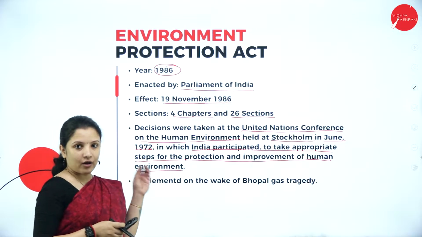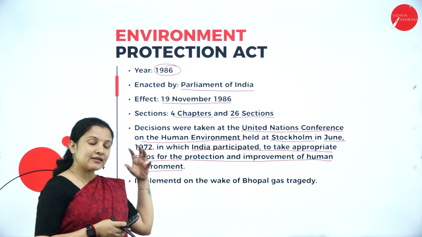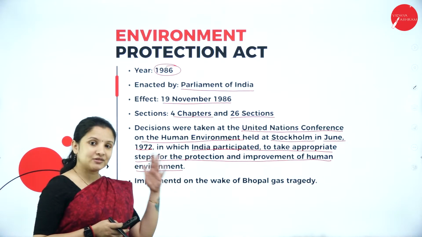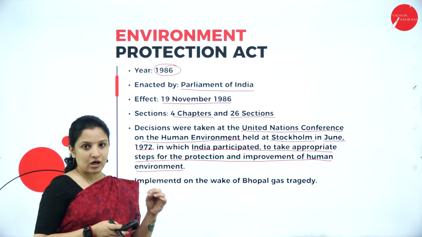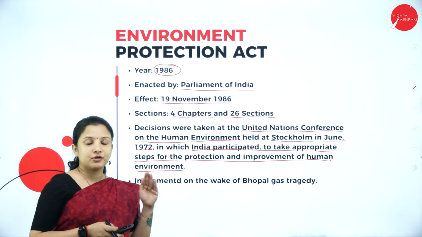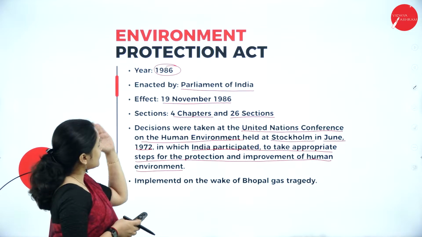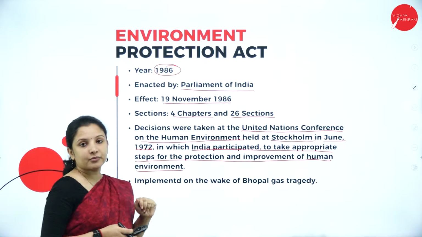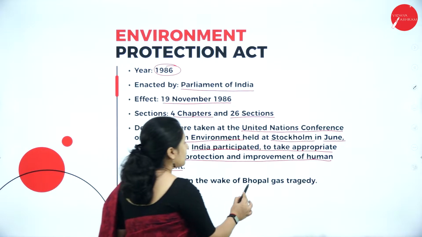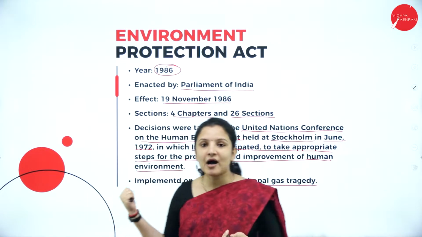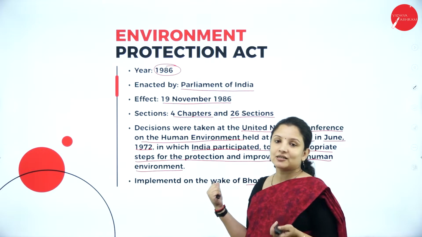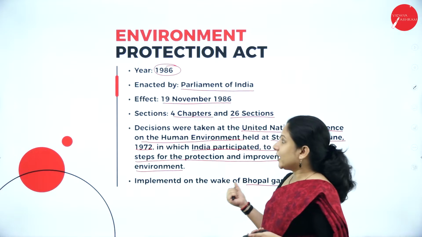Even after that they had an idea to put forth this law, but once the Bhopal gas tragedy happened, that was the wake-up call for the government. They then decided strictly that we have to put a law in place if we need to protect the environment, and in the year 1986 the Environment Protection Act came into existence. So it was implemented in the wake of the Bhopal gas tragedy. This was the incident that generated a spark in the Indian government, stating that we need to strictly protect the environment.